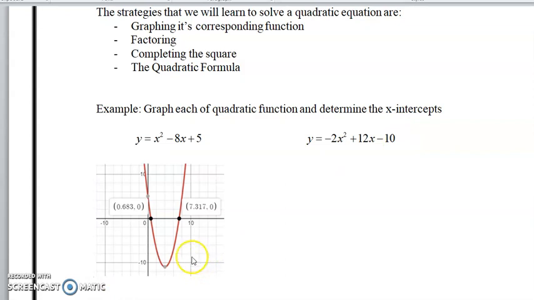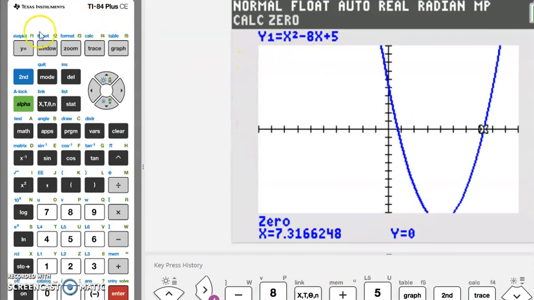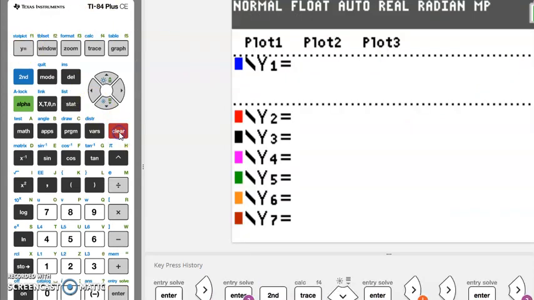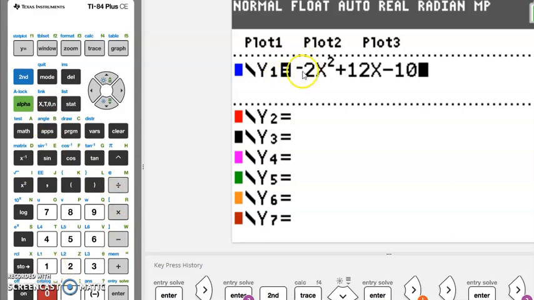So in the second example, y equals negative 2x squared plus 12x minus 10. Take our graphing calculator again. We'll just go y equals. We hit clear. So we'll clear that out. We'll re-enter our equation. Negative 2x squared plus 12x minus 10. Remember, make sure you use the negative sign. It's down to the left of the enter, not the subtraction at the beginning.